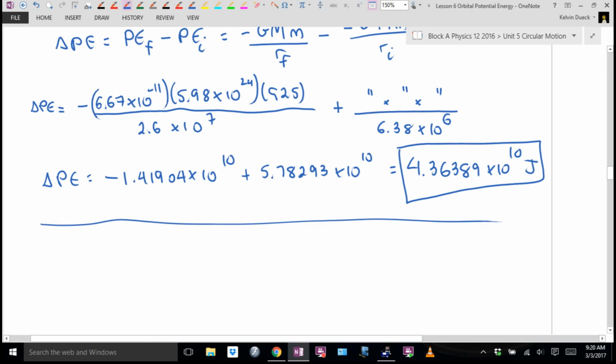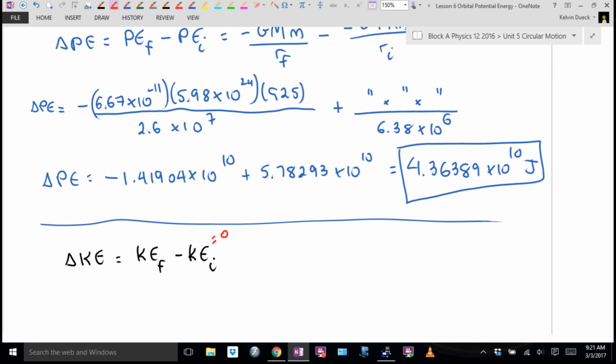We just found the change in potential energy. What else do we need to find? What's changing? We are going to assume worst case scenario that we're starting at rest. In real life, you're not. Why aren't you? Because the Earth is spinning.